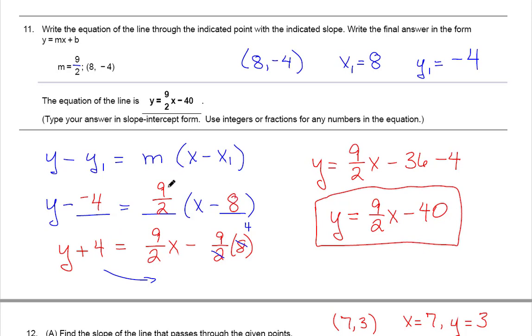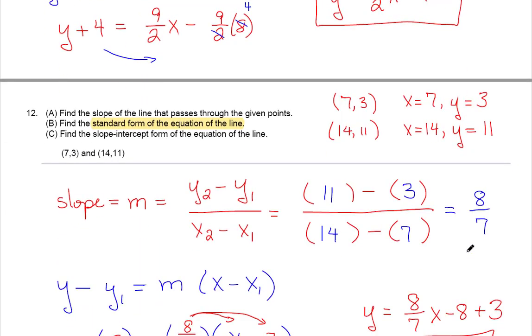Let's see. 9/2 times x, 9/2 times 8. 2 goes into 8 4 times. 9 times 4 is -36. Where did the -4 come from? Well, that came from the left moving to the right. So I'm going to subtract, and so that's why it's a -4. And now combining these two, we get the -40.